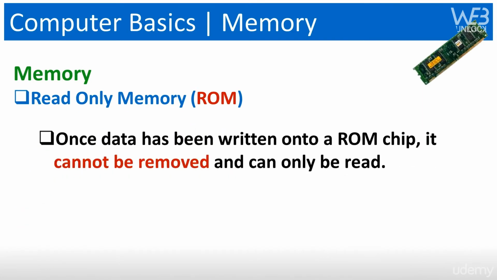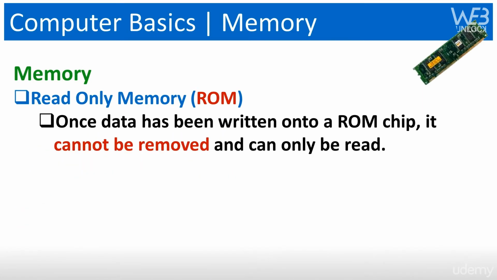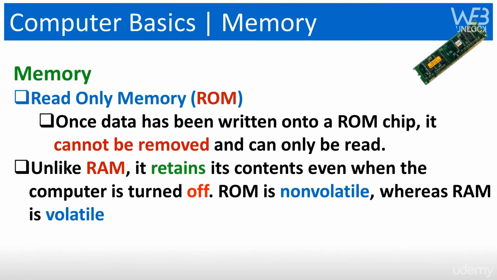The second type of memory that we need to know about is read-only memory, ROM. The ROM chip is used mainly for BIOS and firmware. Once you write data to it, it cannot be removed and can only be read after that. Even if you turn off the computer and turn it back on, the data will still be there. This is needed by most motherboards and hardware systems to boot up. ROM is known as non-volatile, whereas RAM is volatile because it loses its data.